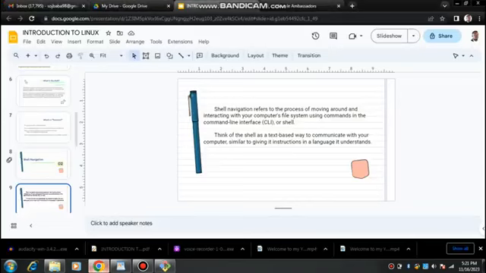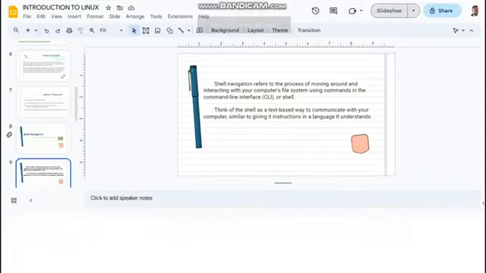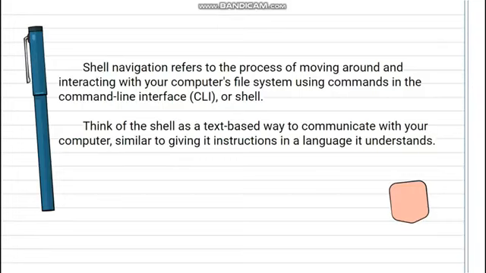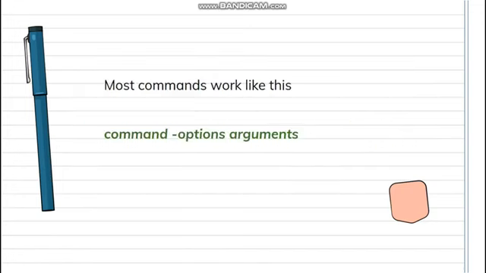All right. In the command line interface, we give instructions to the computer in a language it understands. Most commands work like this: the command, the options, and the arguments. Just put that at the back of your mind: the command, the options, and the arguments.